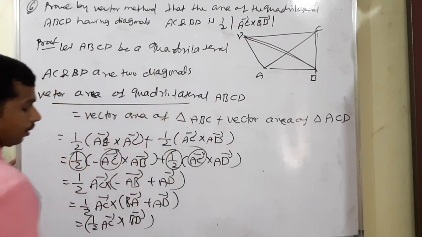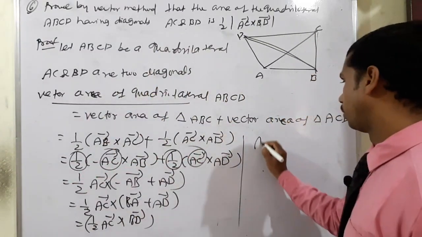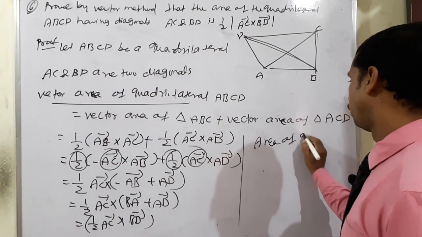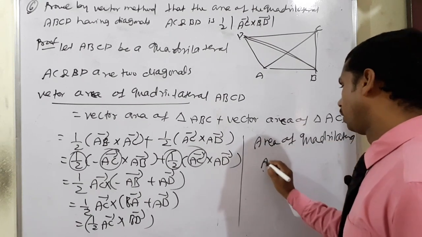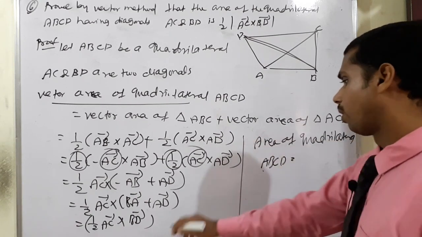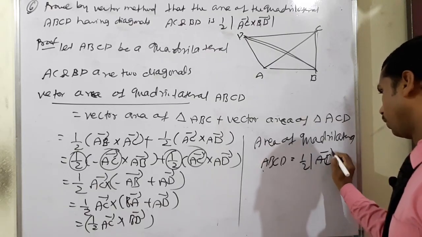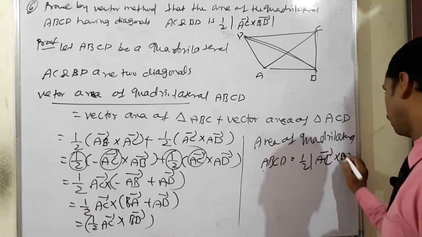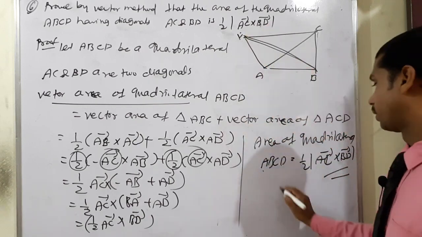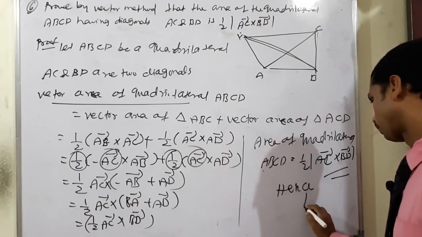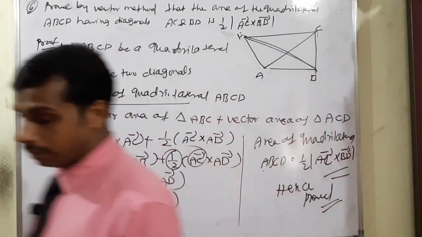This is the value of the vector area of quadrilateral. Without the vector notation, we can write the area of quadrilateral ABCD is equal to, the modulus sign will come, half into modulus of AC vector cross BD vector. Hence proved. Okay, so I will continue with the next question.